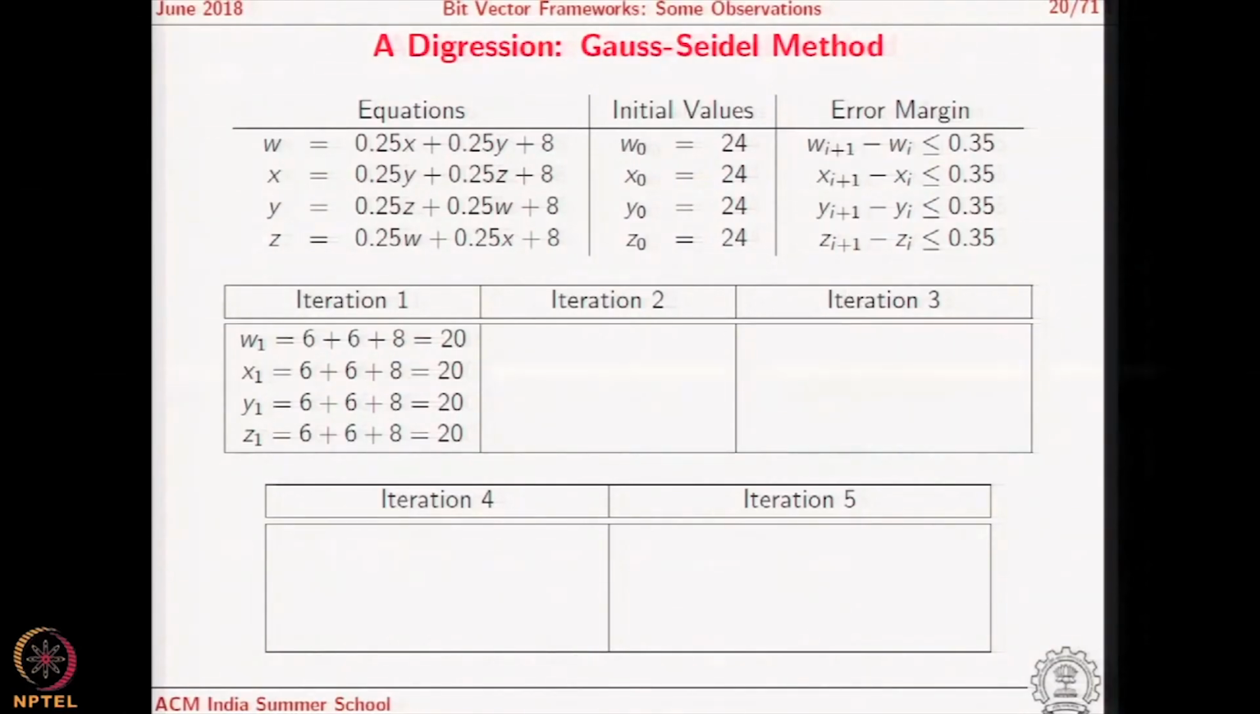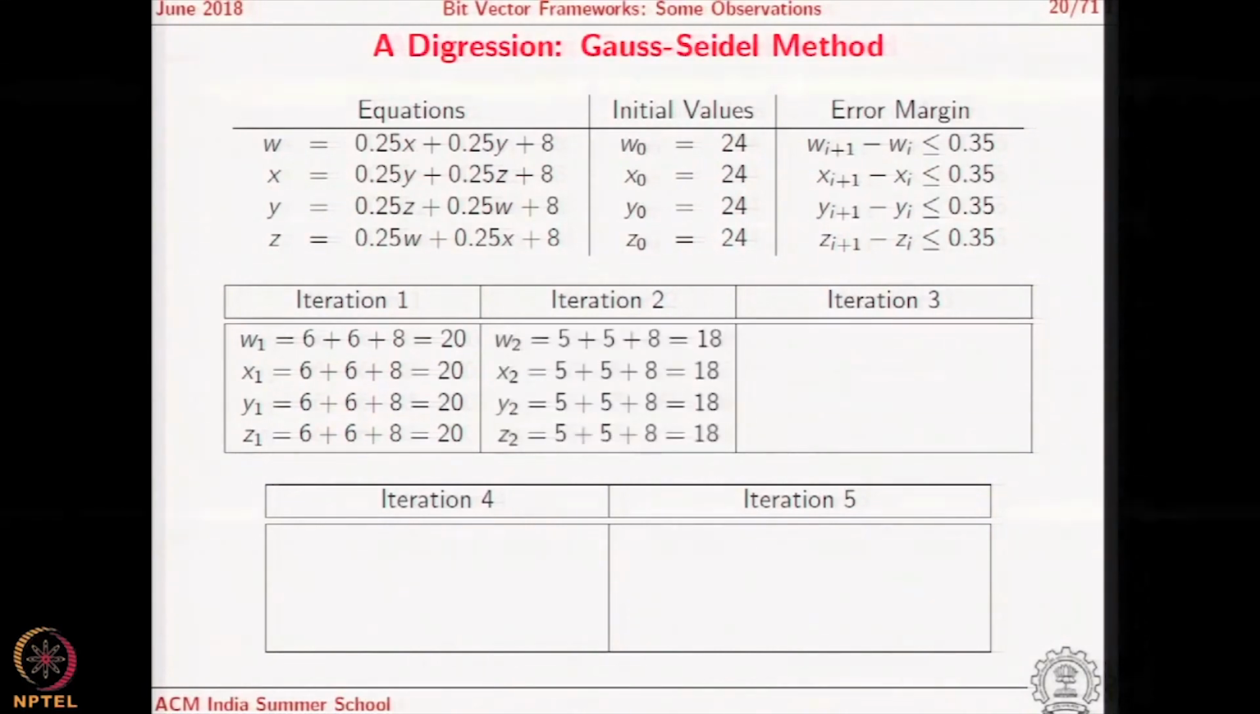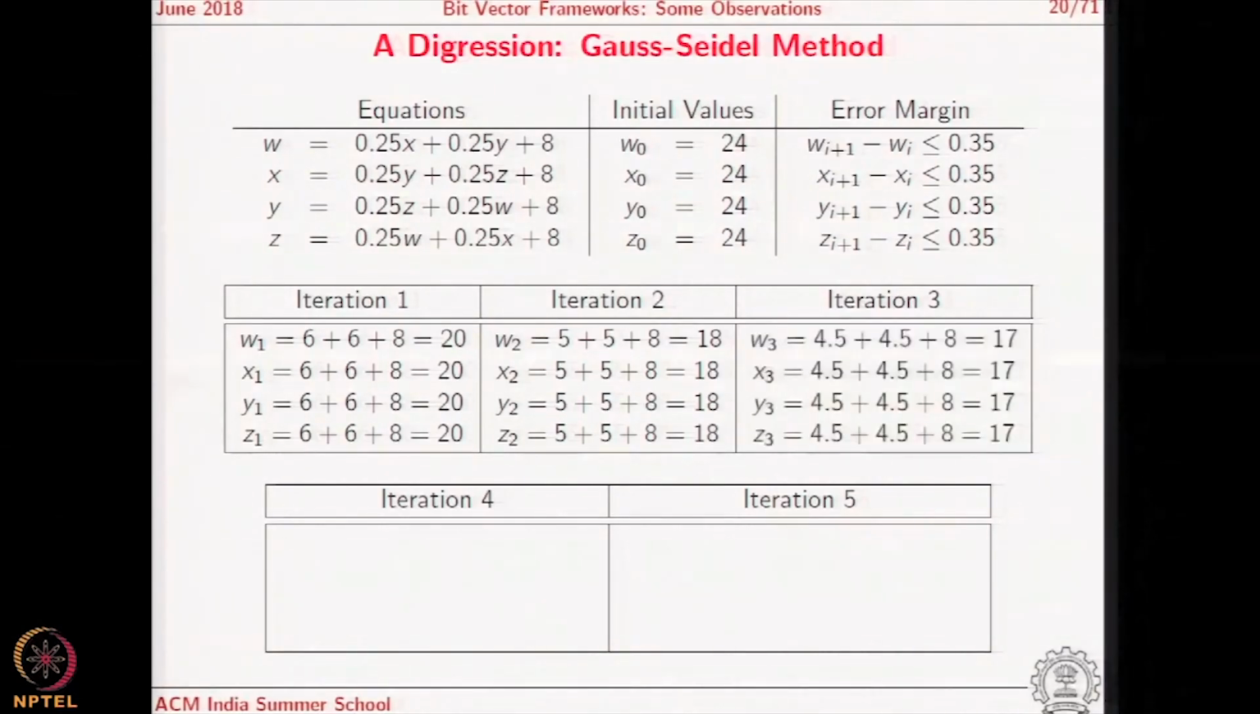So, now we plug in this value 20. Now, 20 will be divided by 4, so that becomes 5. This block now becomes 5 plus 8 and now we get 18. The difference between 2 successive values 20 and 18 is still 2, which is larger than 0.35. So, we must recompute, and when we recompute we start with 18 and when we divide 18 by 4 we get this value 4.5. Now, we get the result as 17, right.